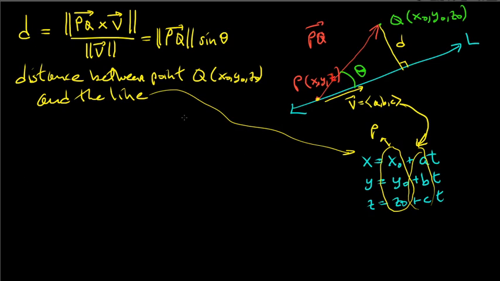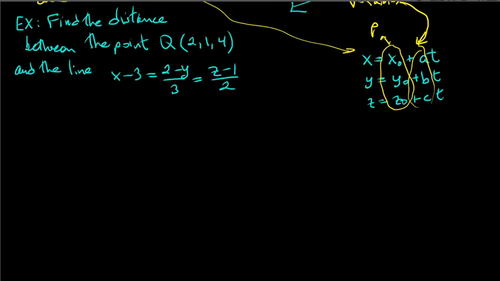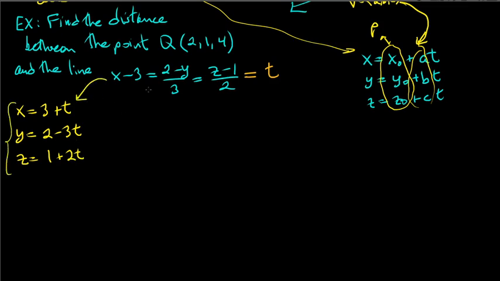Let's maybe do a quick example. And here it is, right? Find the distance between the point Q with coordinates 2, 1, 4, and the line x minus 3 equals 2 minus y over 3 equals z minus 1 over 2. Okay, so notice that I'm giving you the equations of the line in symmetric form. So probably the first thing you should do is convert them to parametric form, set them all equal to t, and that will give you x equals 3 plus t. Y equals, oh boy, we have the minus sign, right? So I think it's going to be 2 minus 3t. Yep. And then z will equal 1 plus 2t. Okay. So there you go. Symmetric form, parametric form, not hard to do.